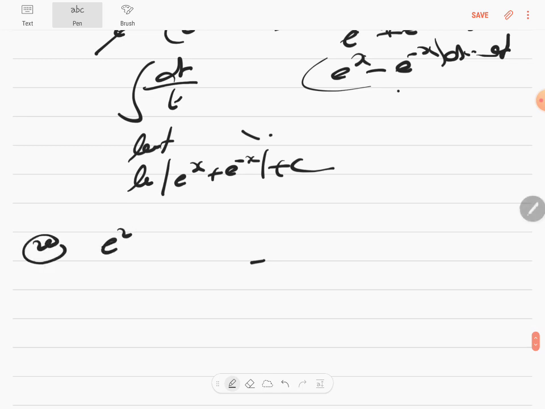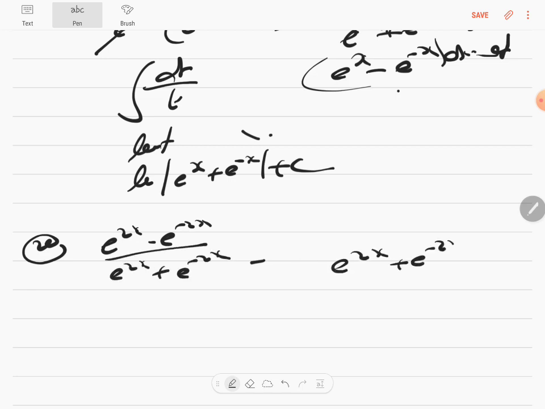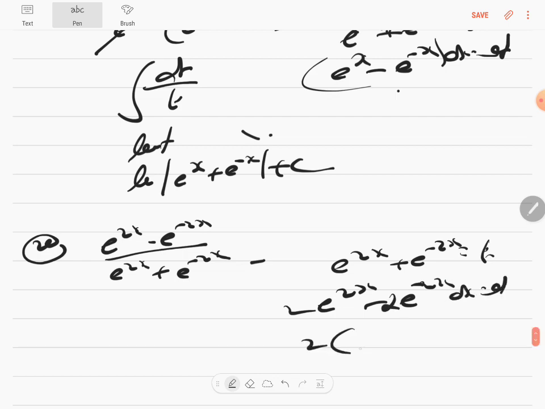20th sum. e to the power 2x minus e to the power minus 2x by e to the power 2x plus e to the power minus 2x. Simply take the denominator as t, and the numerator will be dt, see. e to the power 2x into 2 minus e to the power minus 2x into again 2 into dx is equal to dt. So you have to take 2 out. So e to the power 2x plus e to the power minus 2x. Now minus e to the power minus 2x into dx is equal to dt.